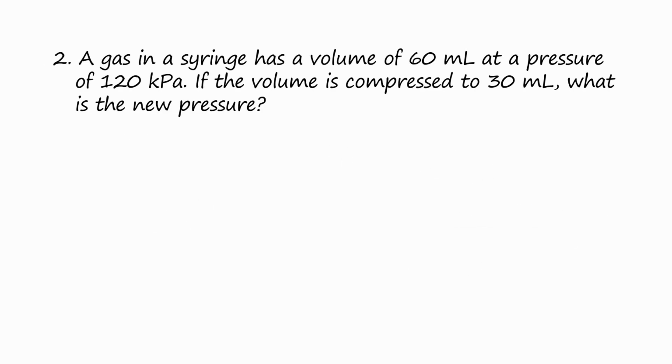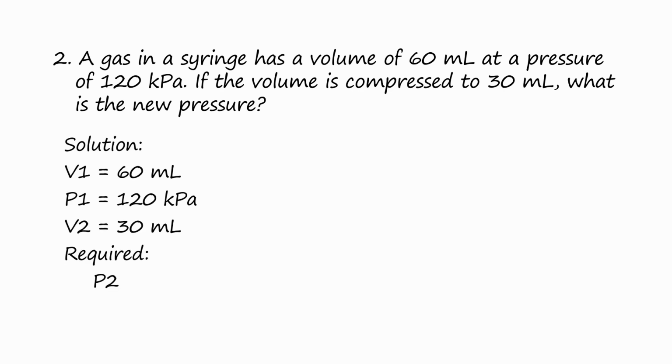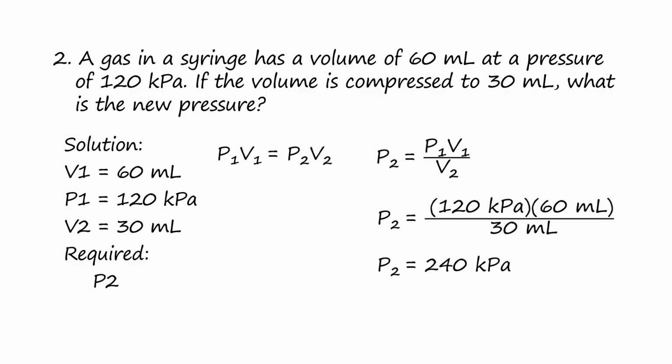Problem 2. A gas in a syringe has a volume of 60 milliliters at a pressure of 120 kilopascals, and if the volume is compressed to 30 milliliters, what is the new pressure? Solution: initial volume V1 is 60 milliliters. Initial pressure P1 is 120 kilopascals. Final volume V2 is 30 milliliters. Unknown pressure P2. Using Boyle's law, P2 equals P1 times V1 divided by V2. Substituting the values gives 120 times 60 divided by 30, which equals 240 kilopascals.